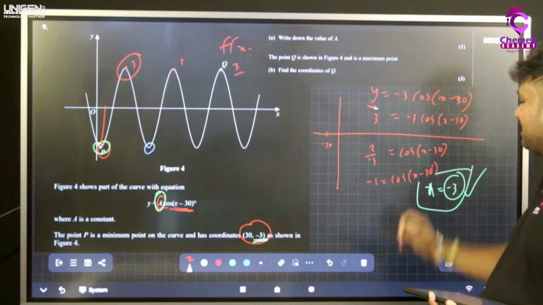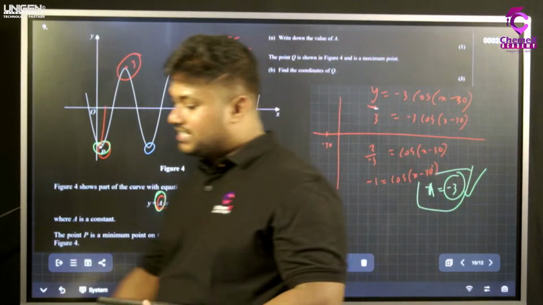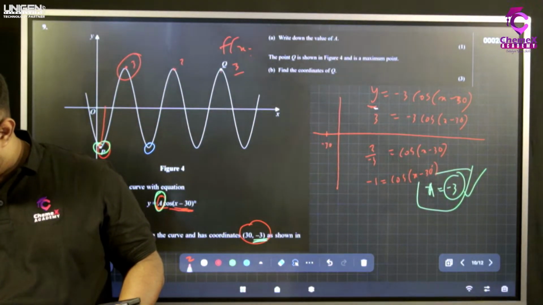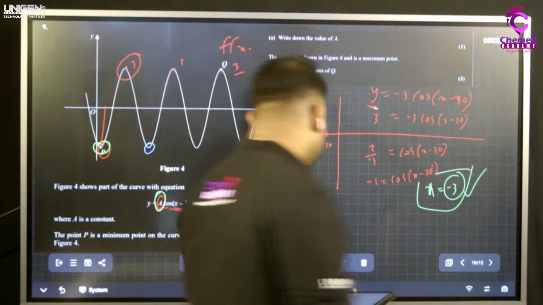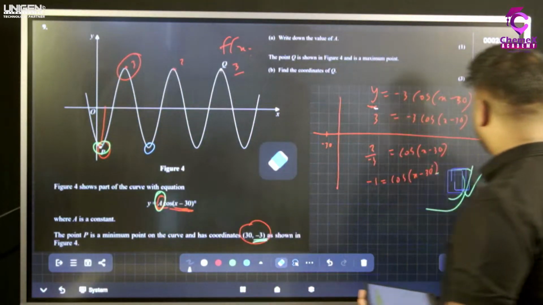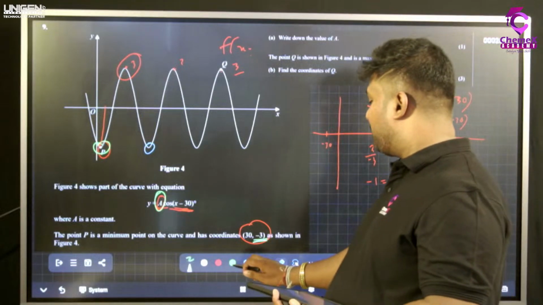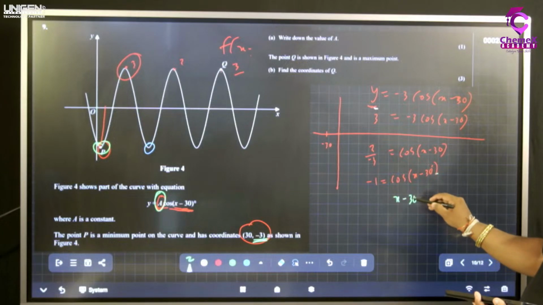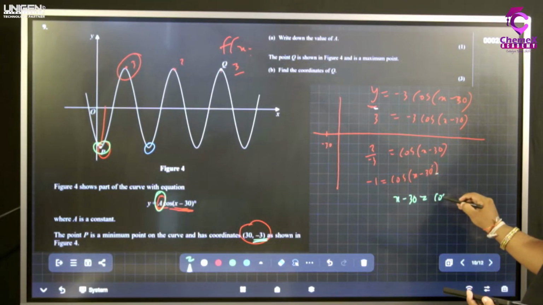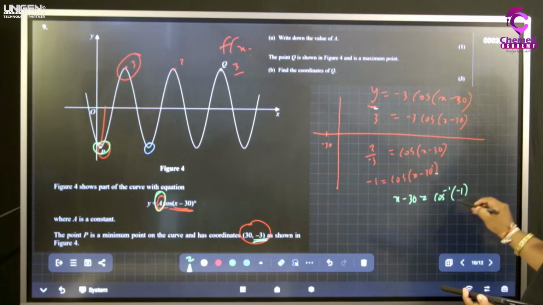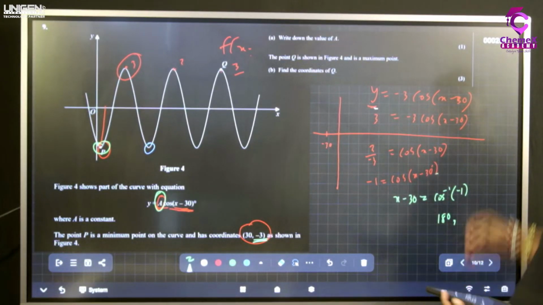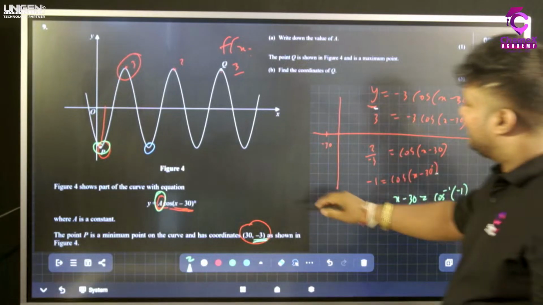Now tell me cos inverse minus 1. What are the answers you can get? X minus 30 equals cos inverse minus 1.